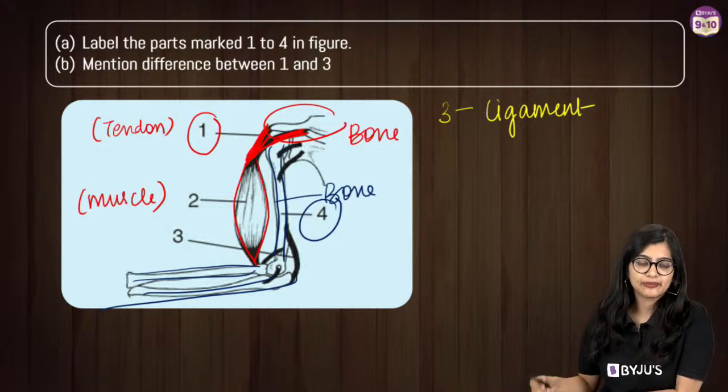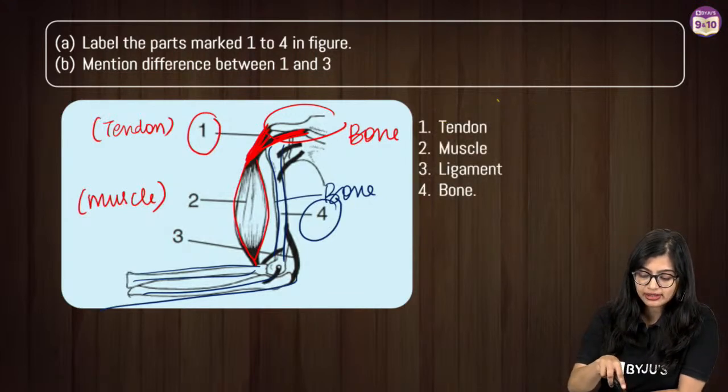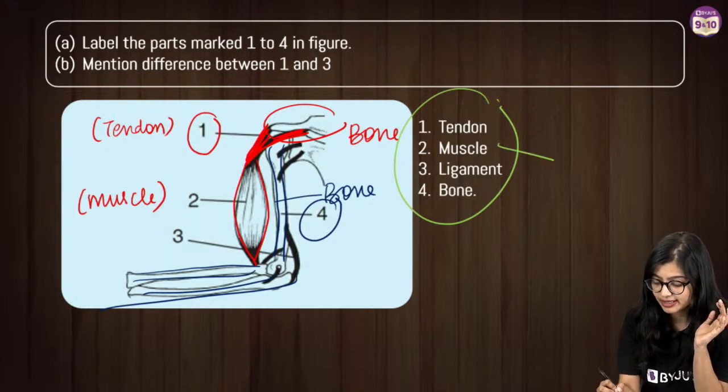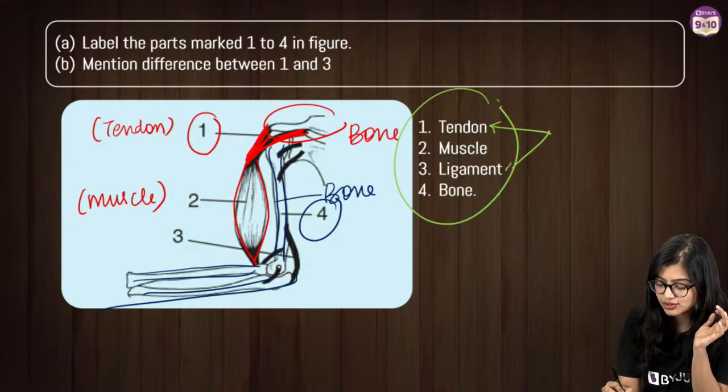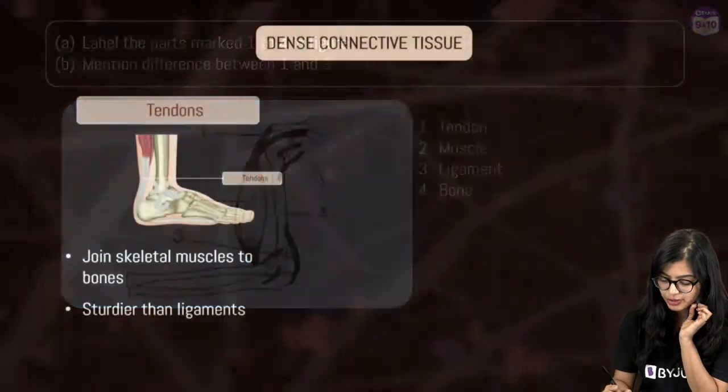Amazing. Okay, so let's get started. This is the answer for the first part of it. The second part is asking us to identify the difference between a tendon and a ligament. So they're asking us to differentiate between tendon and ligament, and you just need to write the difference between the two.